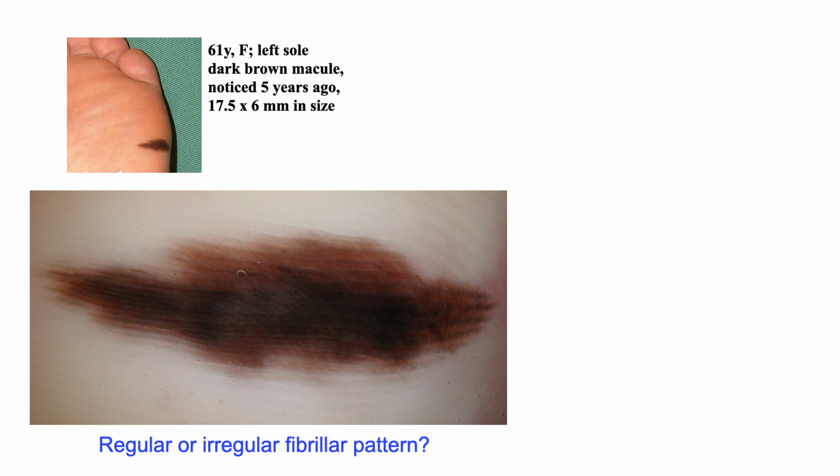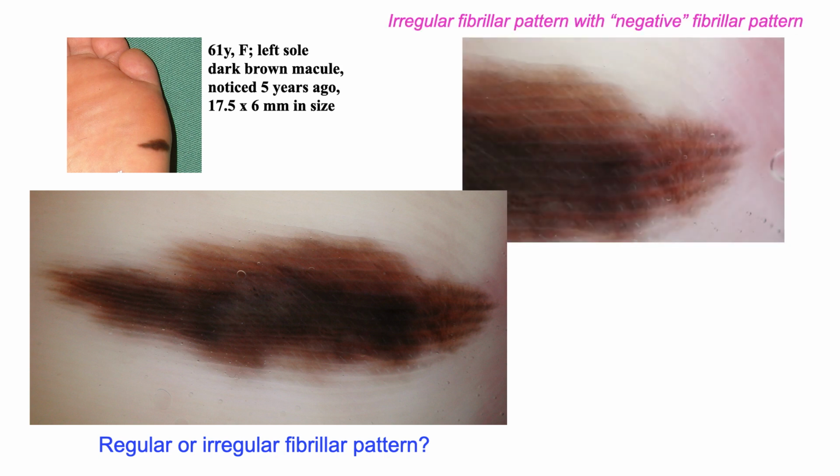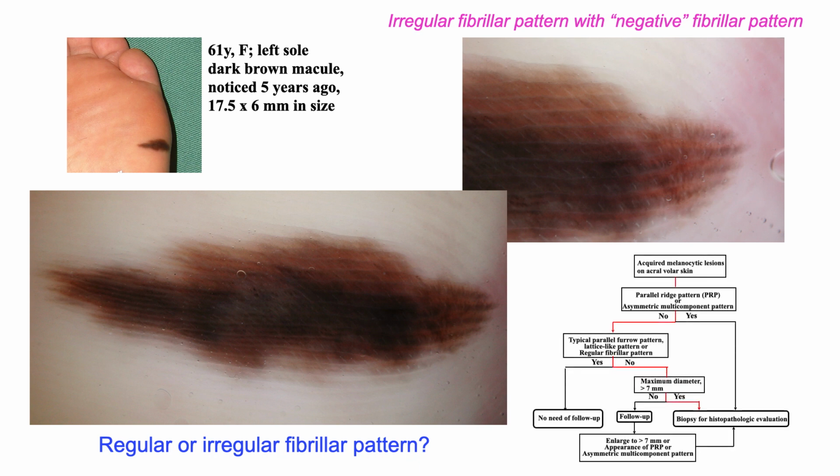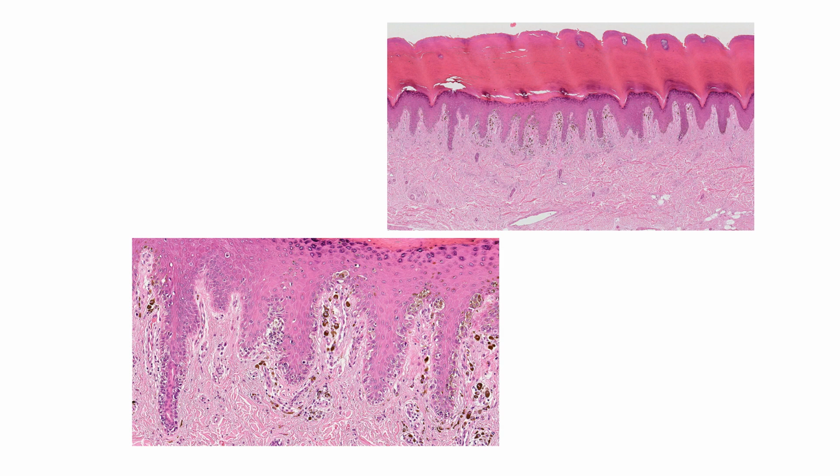This large lesion, 17.5 mm in maximum diameter, exhibits the fibrillar pattern, which seems to be typical. However, the endpoints of the fibrils are distributed somewhat randomly, and the negative fibrillar pattern can be focally detected. Thus, this lesion goes down by this red route. It should be biopsied. Histopathologically, this lesion was diagnosed as acral melanoma in situ.